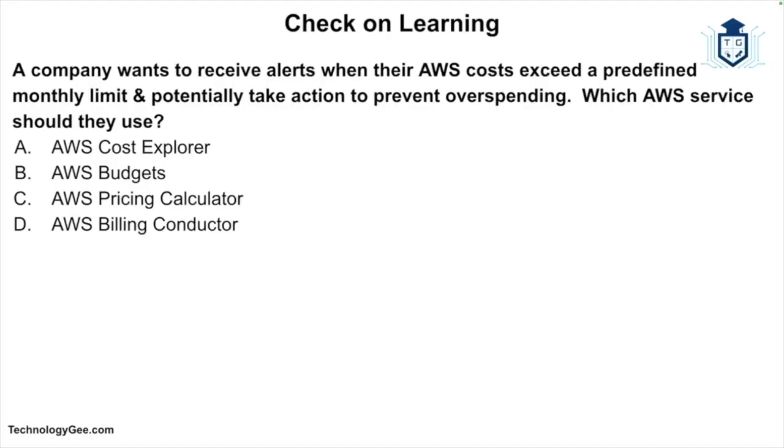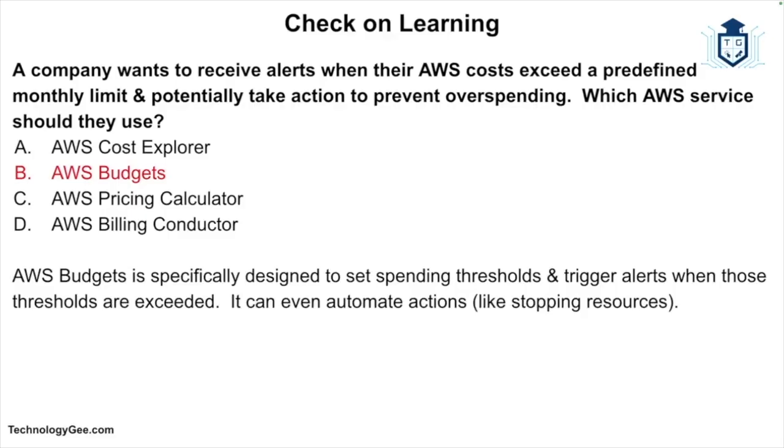So our first question is, a company wants to receive alerts when their AWS costs exceed a predefined monthly limit and potentially take action to prevent overspending. Which AWS service should they use? Should they use AWS Cost Explorer, Budgets, Pricing Calculator, or Billing Conductor? And the correct answer is going to be AWS Budgets. So budgets, this is specifically designed to set spending thresholds and trigger alerts when those thresholds are exceeded. It can even automate actions like stopping resources.